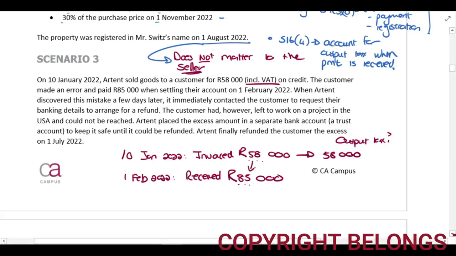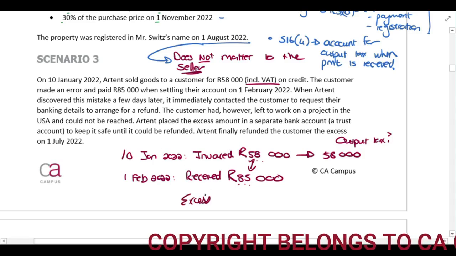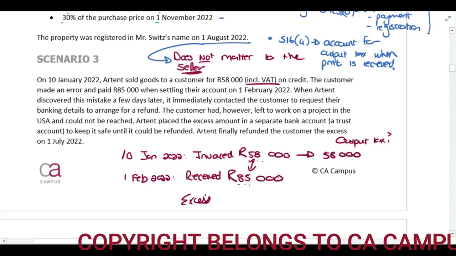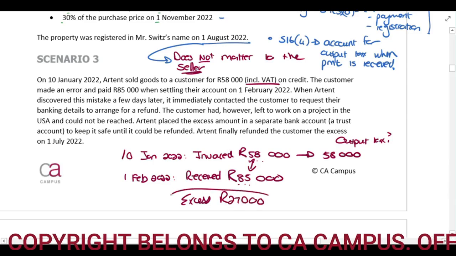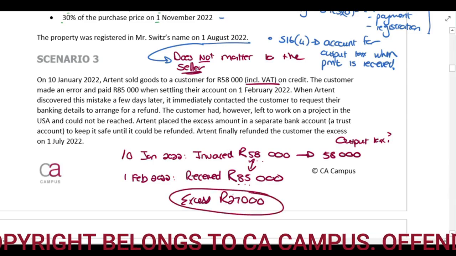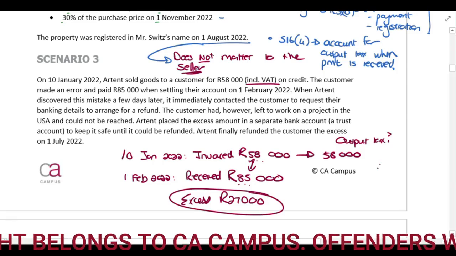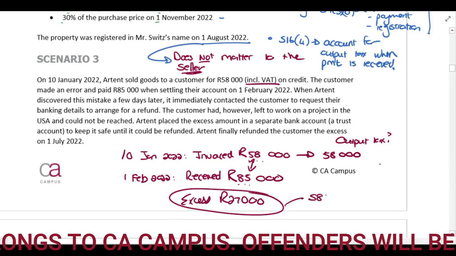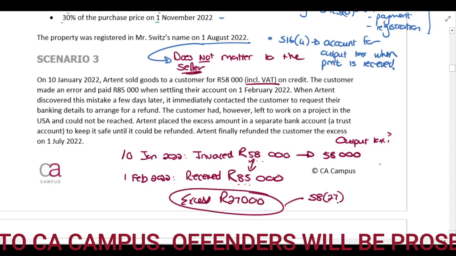Okay, but they paid extra. So there's an excess. If I say 85 minus 58, there's an excess of 27,000 rands that they paid. Now, immediately you need to start thinking about stuff. There's one rule that you should be aware of, and if you're not aware of it, you would have missed this whole section, and that's section 8(27).